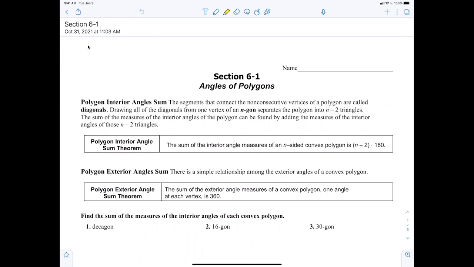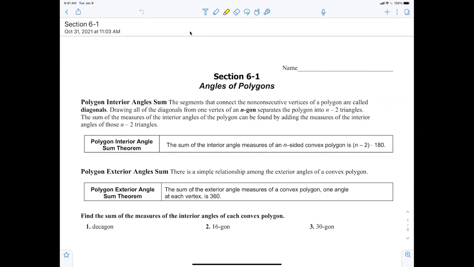Okay, so basically the sum of the interior angles of a triangle are what? 180. All right, what are the sum of the interior angles of a quadrilateral? 360. Why is that? That's exactly correct. Thank you very much.